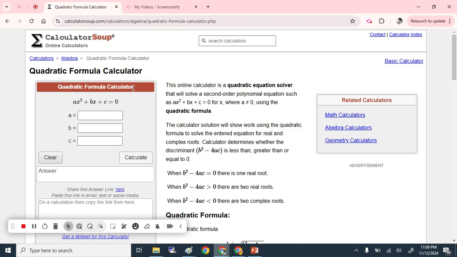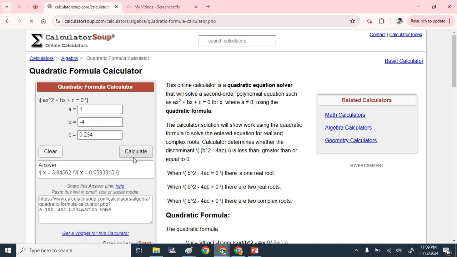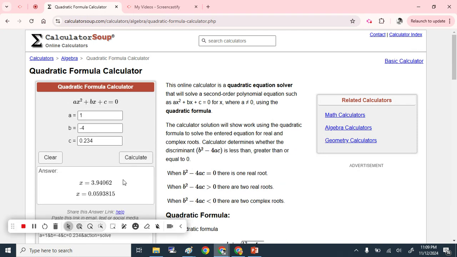Okay. So as I said earlier, A is 1, B is negative 4, and then C is 0.234. And we hit calculate. It's going to output 2 answers, right? Quadratic always outputs 2 answers. Here, x is going to be 3.94, and then the other one's going to be about 0.06, okay? So 0.06 is 0.059, so I'm just going to round that up to 0.06. It doesn't really matter.